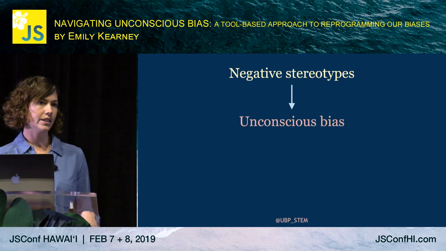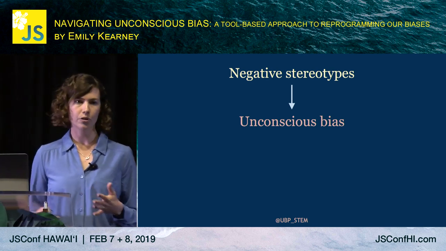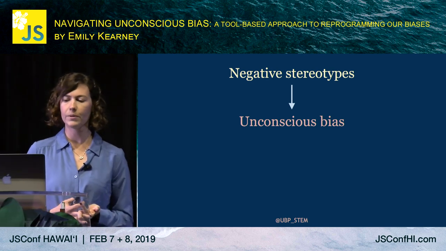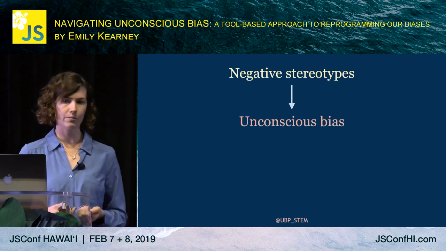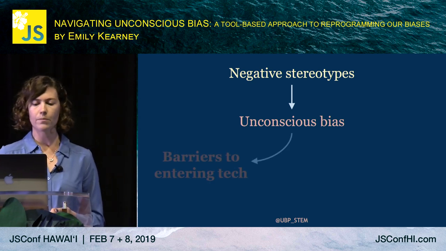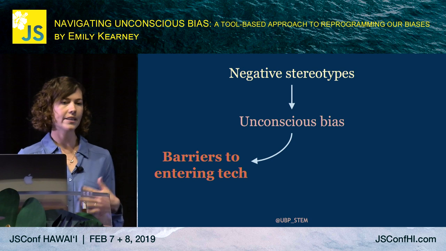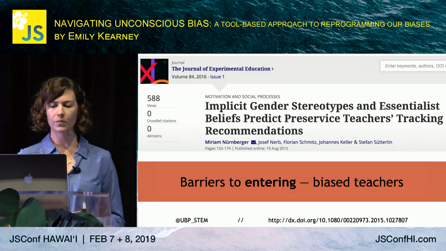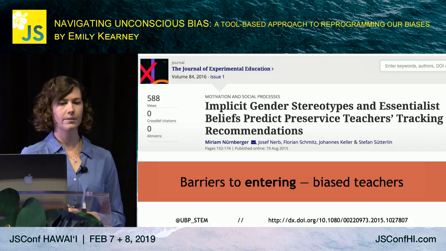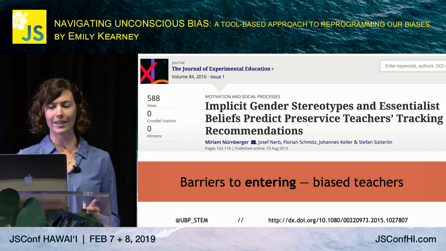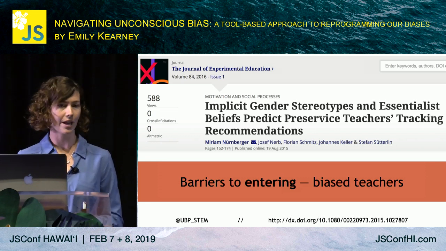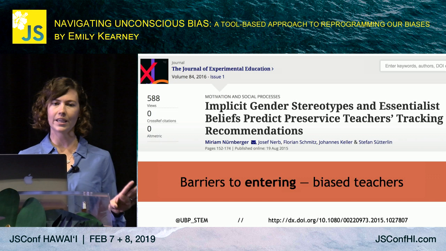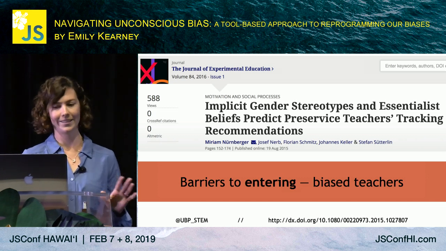But when stereotypes lead to unconscious bias about who can thrive in science and tech, this can have even more damaging effects by creating barriers to entering STEM fields, and this is the so-called pipeline problem. And folks start being affected by this bias at a very early age, and it happens around the world. So this paper is actually from Germany, and I'll be presenting a few more papers in this section.